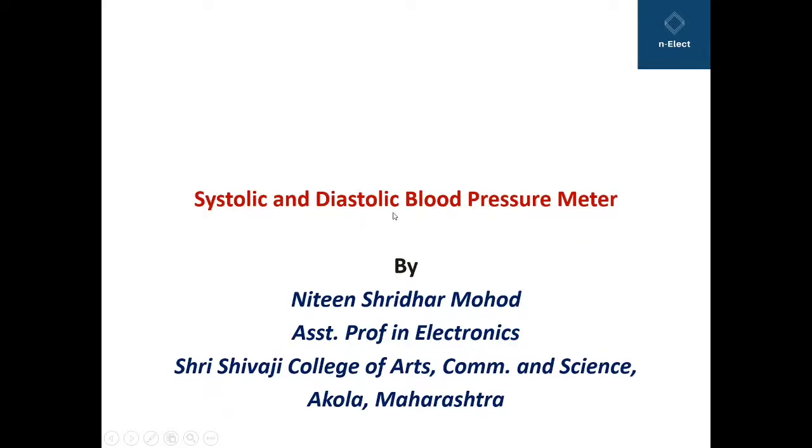Today we are going to understand the concept of systolic and diastolic blood pressure meter. Basically, systolic and diastolic are the blood pressure levels, and the meter which is used to measure these levels, the blood pressure of the patient, is called a blood pressure meter.